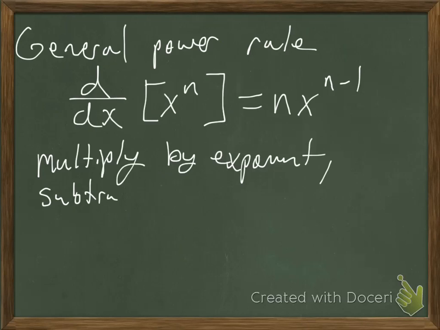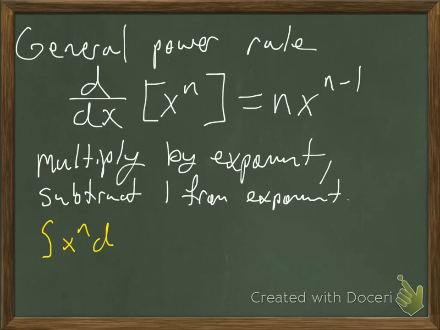Now, if we're going to do it for the antiderivative, we're going to do the exact opposite. We're going to add 1 to the exponent and then divide by the exponent. So if I want to take the antiderivative of x to the n, we're going to add 1 to the exponent and then divide by that exponent. And of course, we have to have that constant of integration because we don't have any initial conditions, so I don't know what the constant value is. So this is just a general solution.